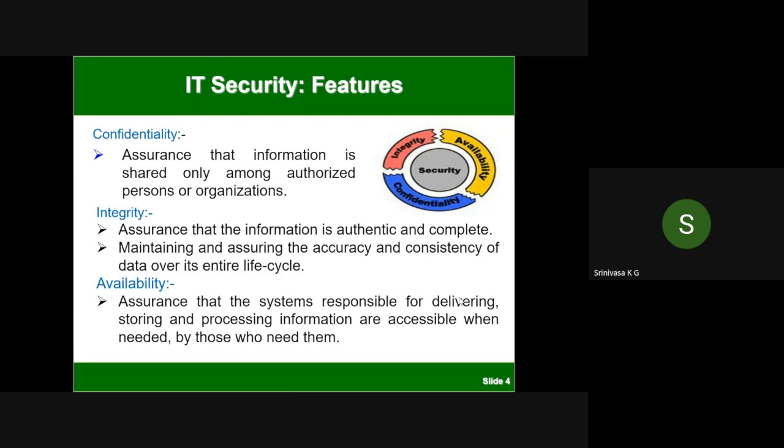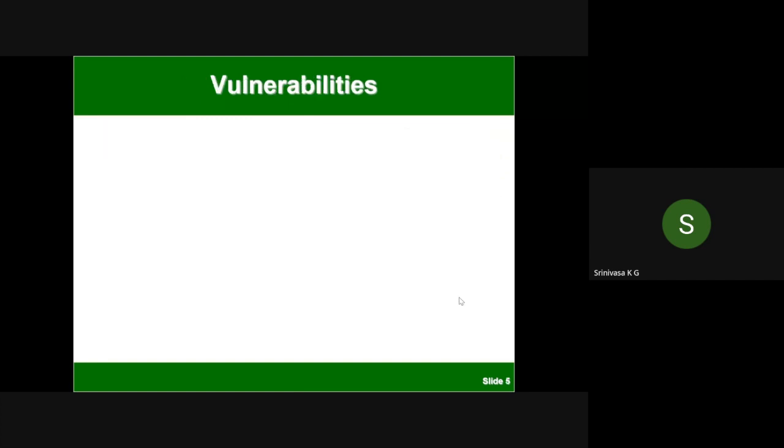Then availability. It is the assurance that the systems responsible for delivering, storing, and processing the information are accessible when needed by those who need them. So these are some of the important features.